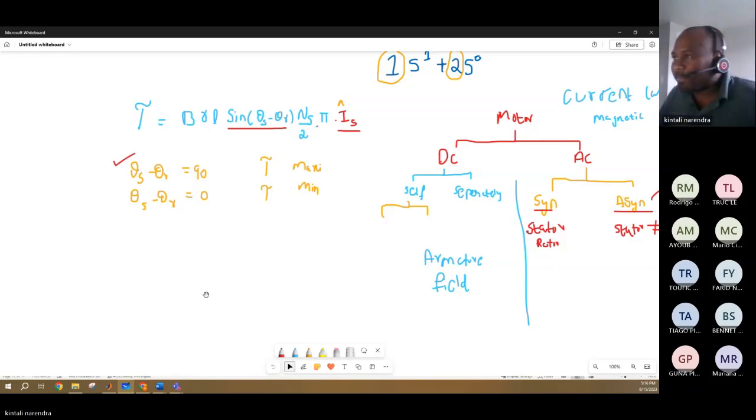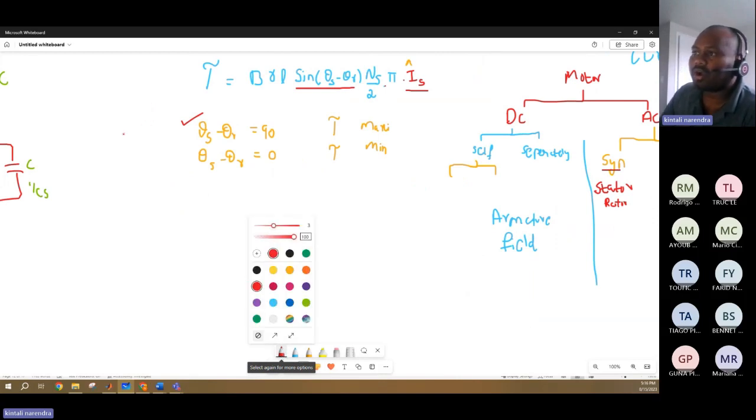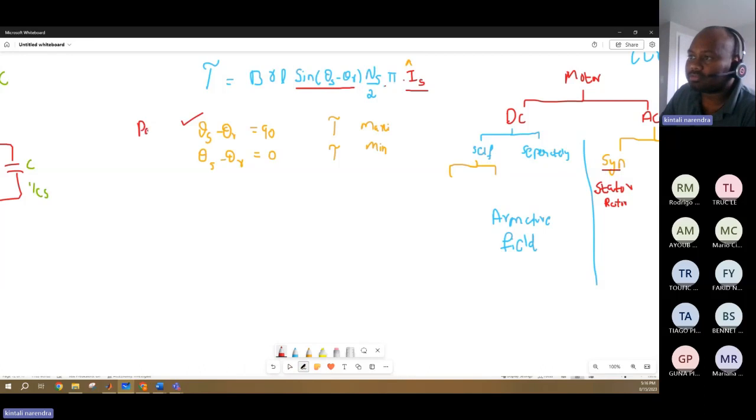Now BRL sine of theta s minus theta r. My aim is to make the angle between theta s and theta r 90 degrees, so that I can achieve the maximum torque out of the motor which is built. To achieve that, I'm going to employ a technique in mathematics called the Park transformation.